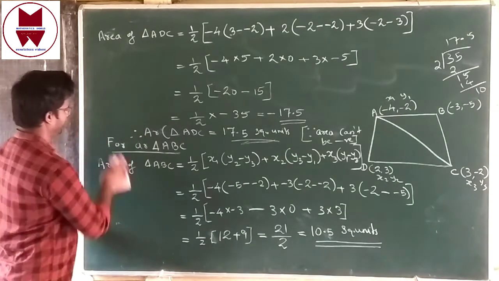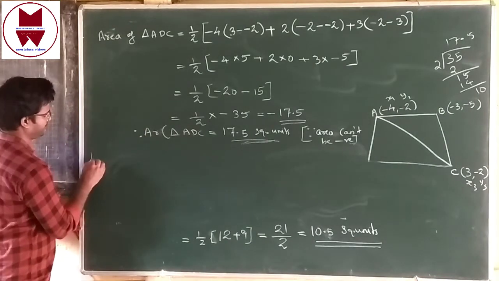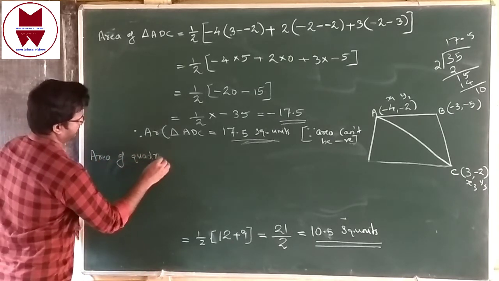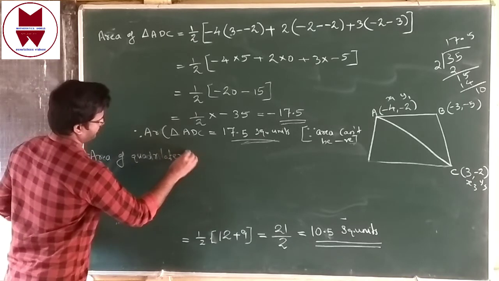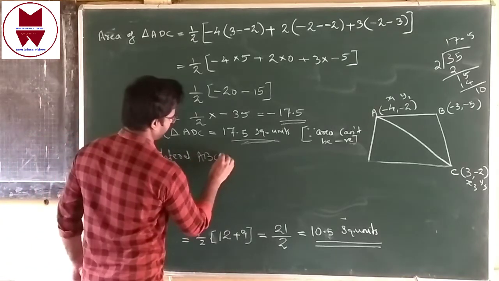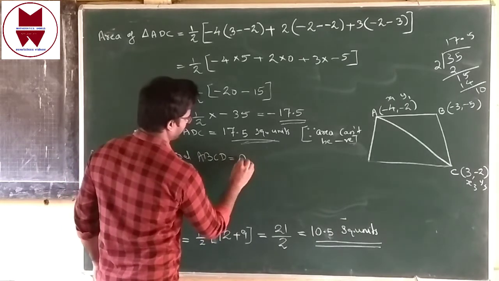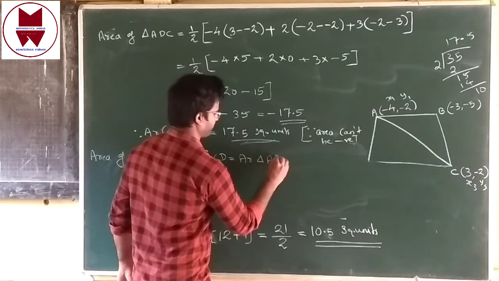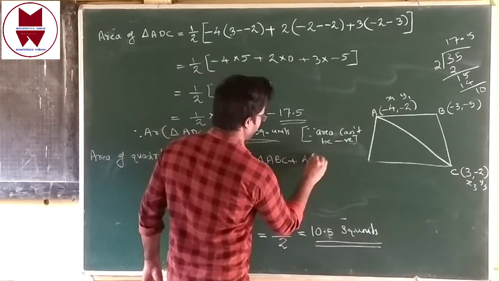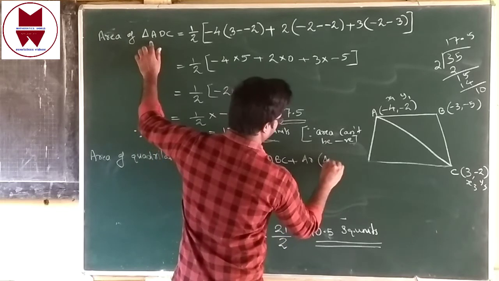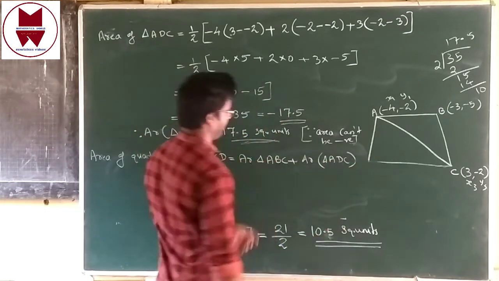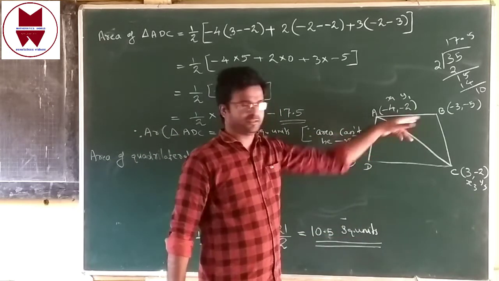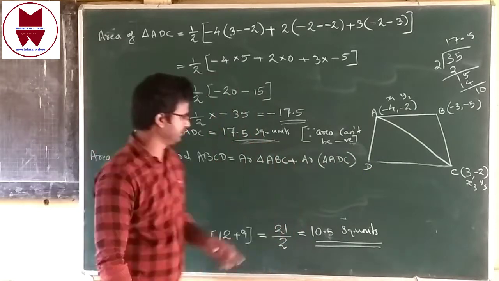Just pause the video, write down. Then we can write area of quadrilateral ABCD equal to area of first triangle, area of first triangle is ABC, plus area of second triangle is ADC. If you add area of ABC and area of triangle ADC, you will get total area of quadrilateral, isn't it?